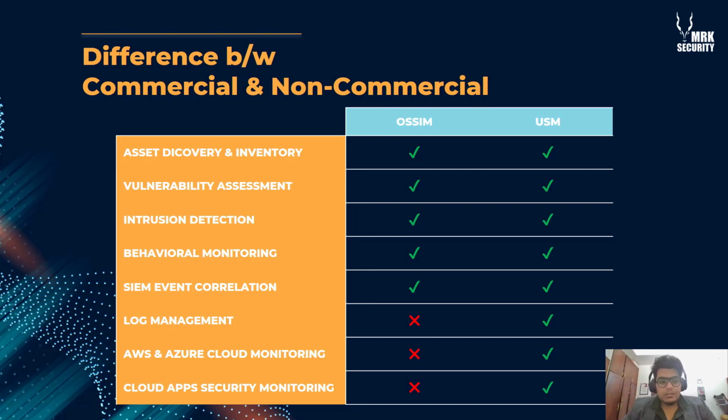So OSSIM and USM, these are the features provided by AlienVault. On some parts OSSIM falls short, but not USM. Asset discovery is available on both versions. Vulnerability assessments are available on both versions. Intrusion detection, behavior monitoring, and SIEM event correlation are available on both versions. But here is where OSSIM falls short.